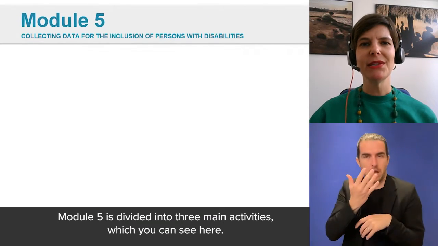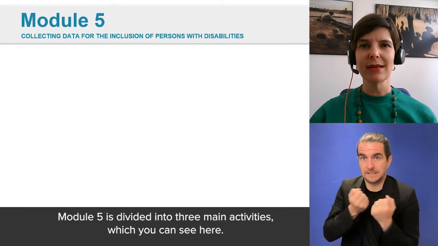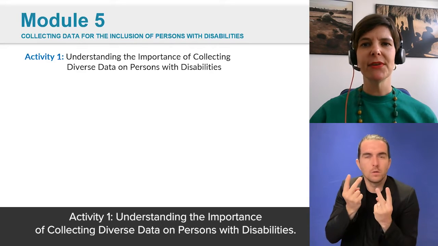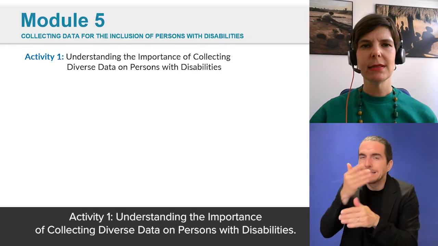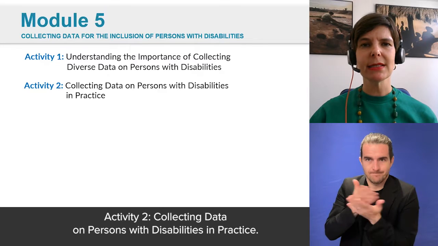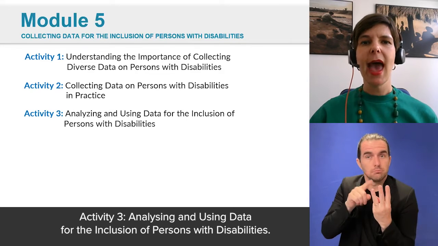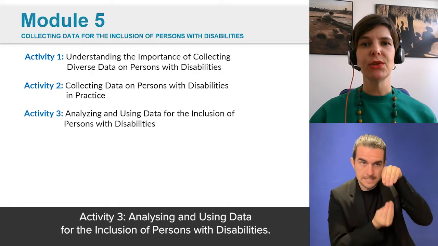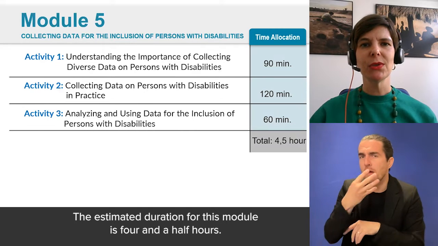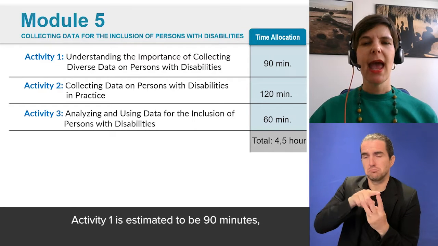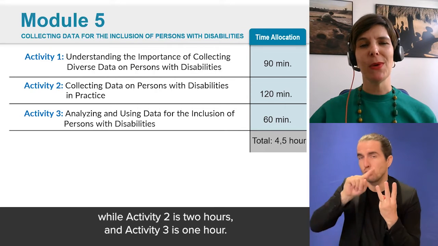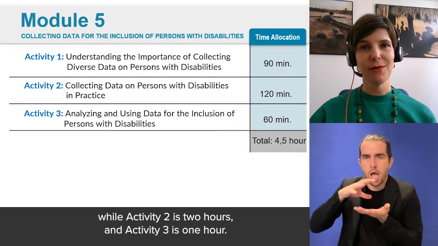Module 5 is divided into 3 main activities, which you can see here. Activity 1, understanding the importance of collecting diverse data on persons with disabilities. Activity 2, collecting data on persons with disabilities in practice. And Activity 3, analyzing and using data for the inclusion of persons with disabilities. The estimated duration for this module is 4.5 hours. Activity 1 is estimated to be 90 minutes, while Activity 2 is 2 hours and Activity 3 is 1 hour.